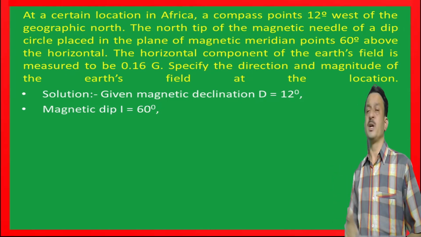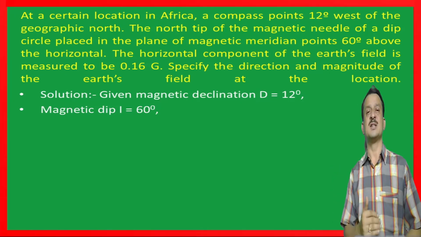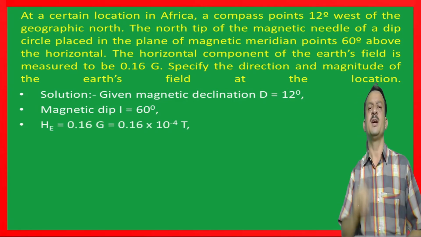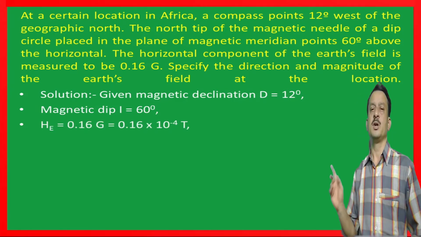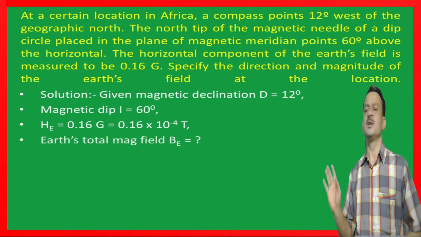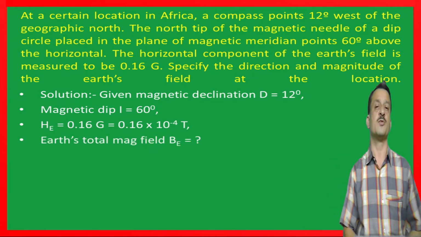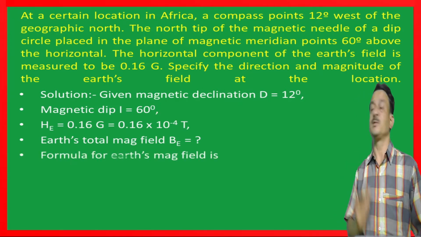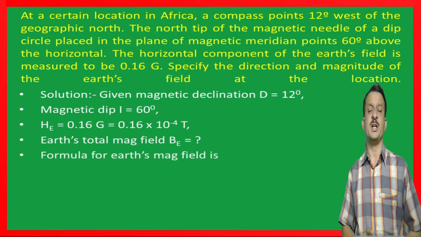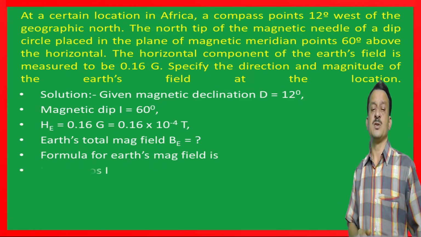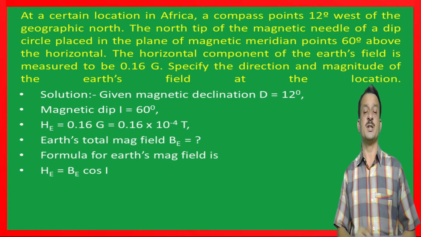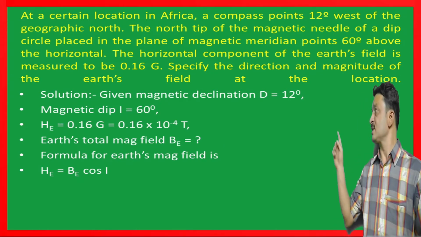Therefore dip is 60 degree. Now the horizontal component is given 0.16 Gauss. It is not in SI unit, convert it into SI unit, that is multiplied by 10 to the power of minus 4, that will get 0.16 into 10 to the power of minus 4 Tesla. Then the Earth's total magnetic field at that place I have to work out, BE. Once again the previous formula, that is HE is equal to BE cos I. From this one, BE is equal to HE divided by cos I.